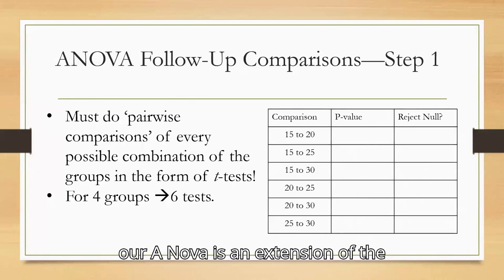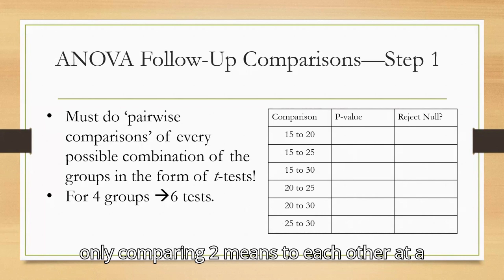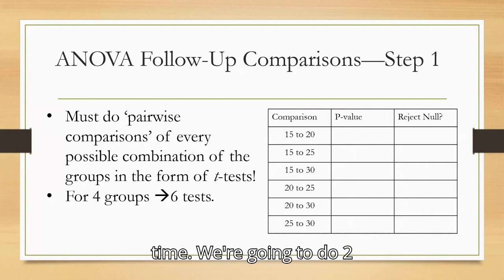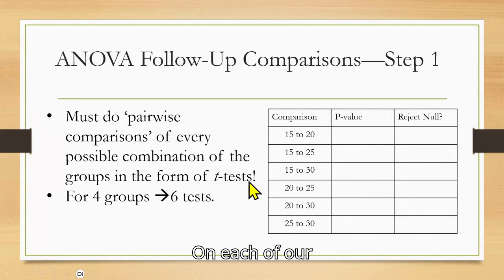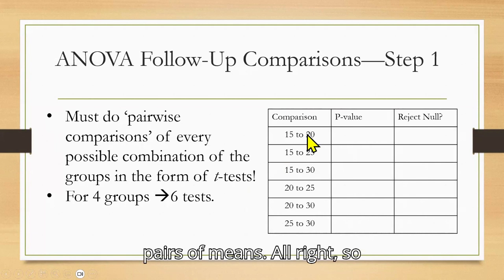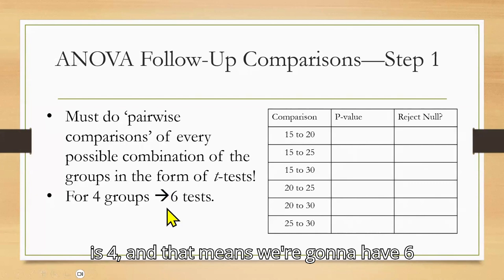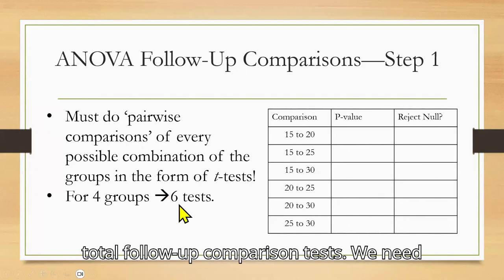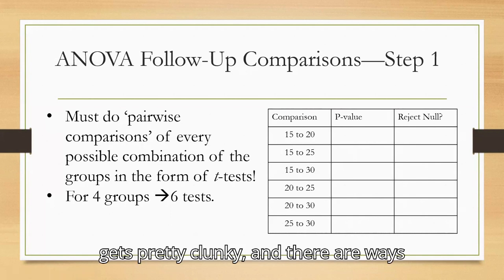All right, so our ANOVA is an extension of the two independent samples t-tests. So when we're only comparing two means to each other at a time, we're going to do two independent samples t-tests on each of our pairs of means. We have four groups in our experiment. Our big I is 4, and that means we're going to have 6 total follow-up comparison tests we need to do. Right, bigger experiments, this gets pretty clunky.